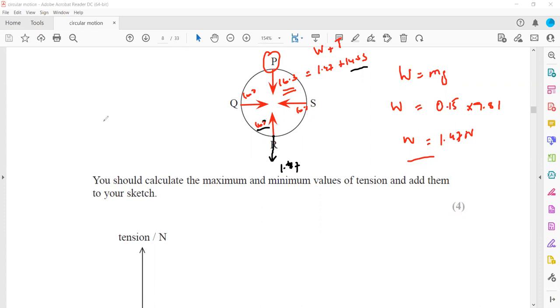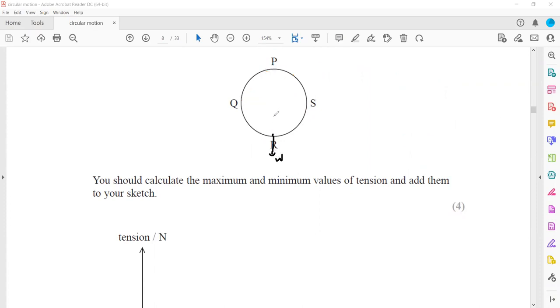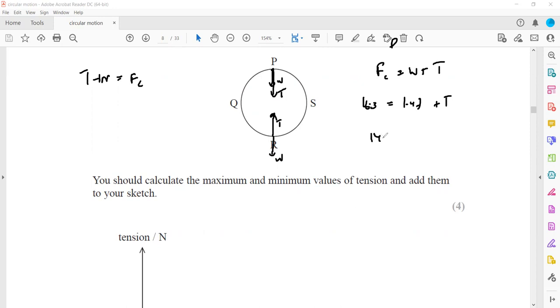And at this point R, when we check point R, the weight is acting downward, the tension should be upward. So the resultant T minus W will be equal to the centripetal force. And at this point P, the weight is acting downward, the tension is also acting downward. So the resultant, the centripetal force, will be equal to W plus T. The centripetal force is 16.3 for position P, and the weight is 1.47. So we work out the tension. The tension at this point will be 14.8 at position P.